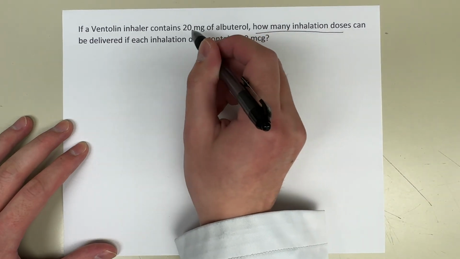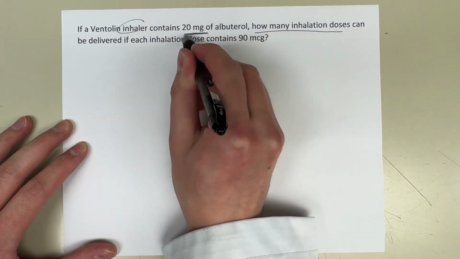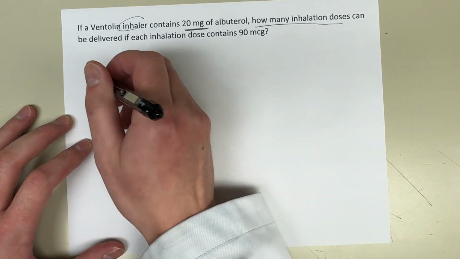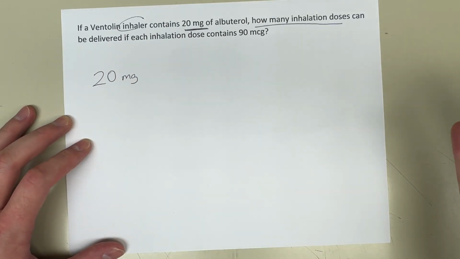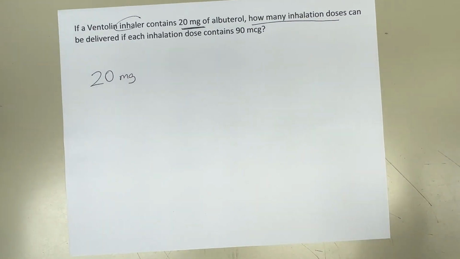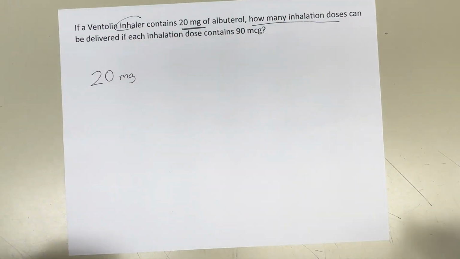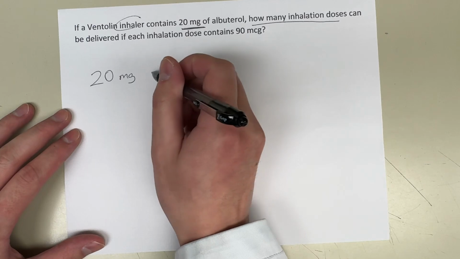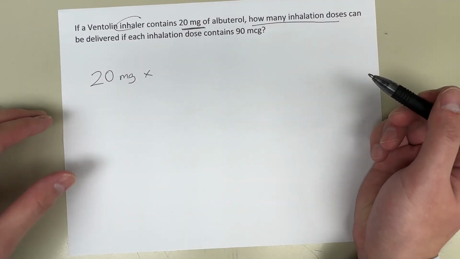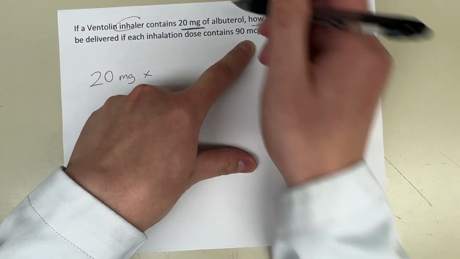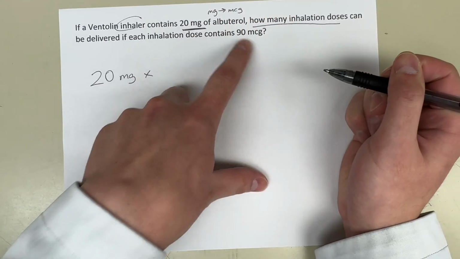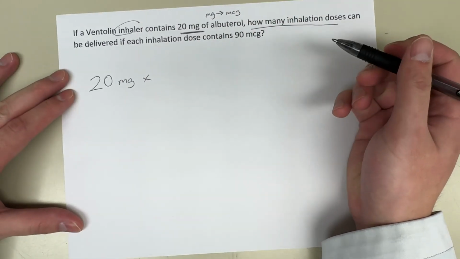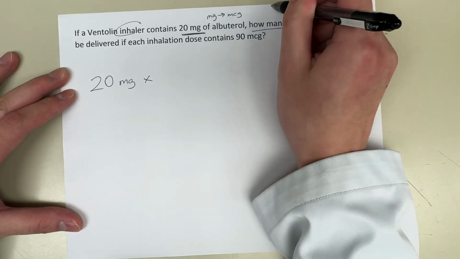So first thing we have, the whole inhaler, it has 20 milligrams, the whole thing. So 20 milligrams is what we should start with because it's like a one-liner, and 20 milligrams is contained in the whole albuterol. And so next I want to convert milligrams to micrograms because each dose is 90 micrograms. So I can use a conversion factor.